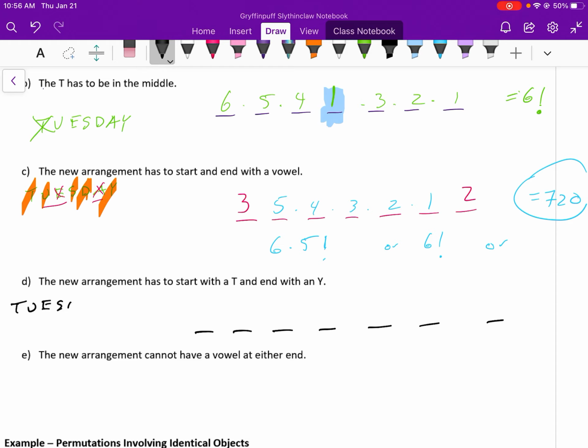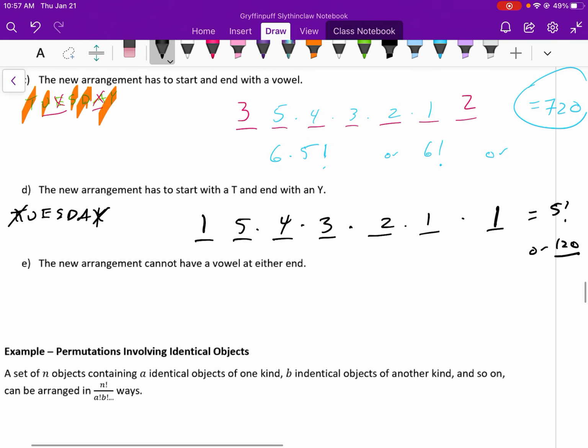So the new arrangement has to start with a T and end in a Y. I'm just going to make my new arrangement. It still has to be 7 letters long. I could write Tuesday like that, so I have 7 spaces. I have one choice because it needs to start with a T, and one choice because it has to end in a Y. And now I notice that there are 5 letters left, then 4, then 3, then 2, then 1. In other words, this is equal to 5 factorial, or 120 ways.